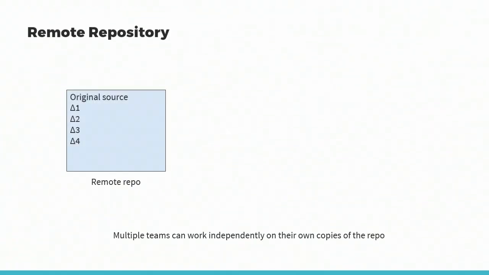Let's understand the regular workflow when we have just a single branch. We have our remote repository, which contains the source of truth, the original source code, which has been pushed out to remote from local repositories. When you have multiple teams on a project, they can clone this remote repo and work locally on their own copy.